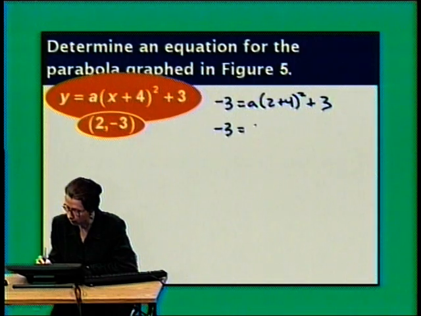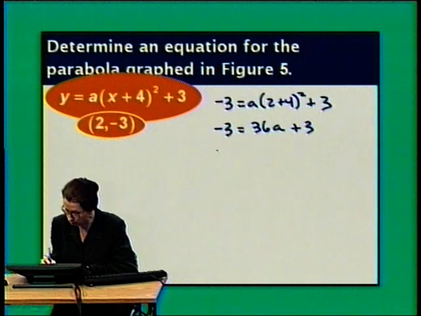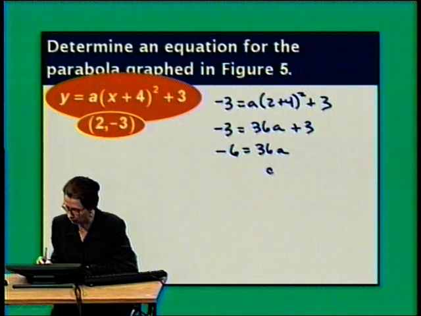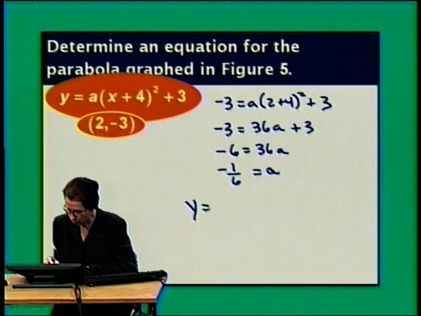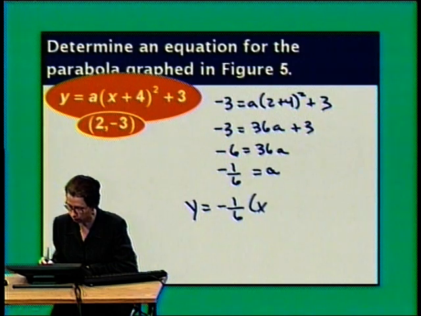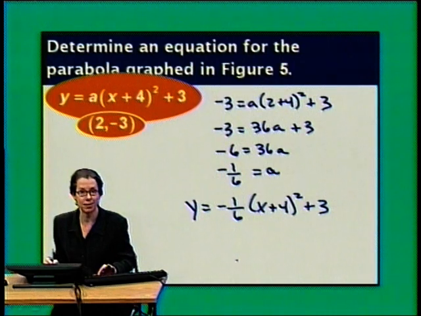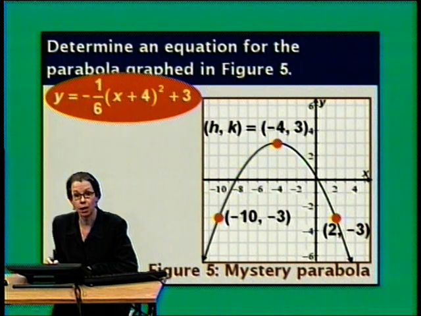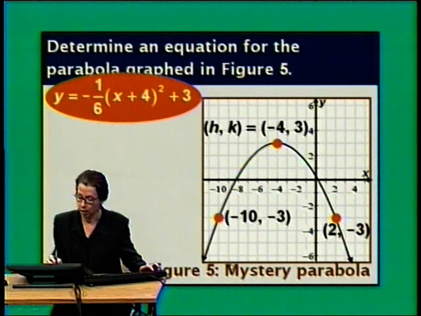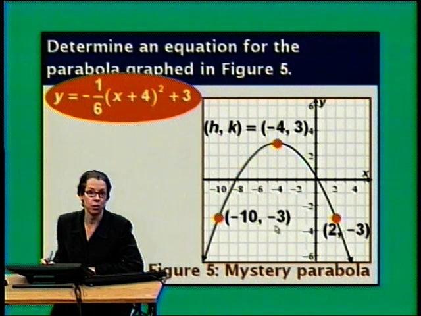So -3 equals 36a plus 3, subtracting 3 from both sides. -6 equals 36a. And when I divide both sides by 36, I end up with a equals -1/6. So my proposed equation is y equals -1/6 times (x plus 4) quantity squared plus 3. A is negative. Does my parabola open down? It does. To perform a check here, I also notice that the point -10, -3 is on the graph.